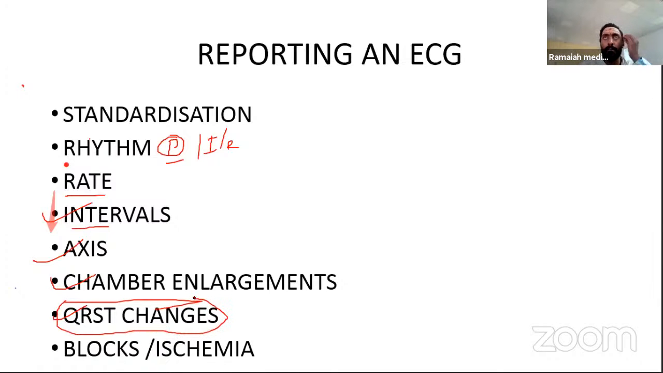If you make it a point to remember, you have to describe as QRST. So divide everything. So Q: you look at where the Q waves are present, whether they are physiologic or pathologic. Next, you look at the R wave.